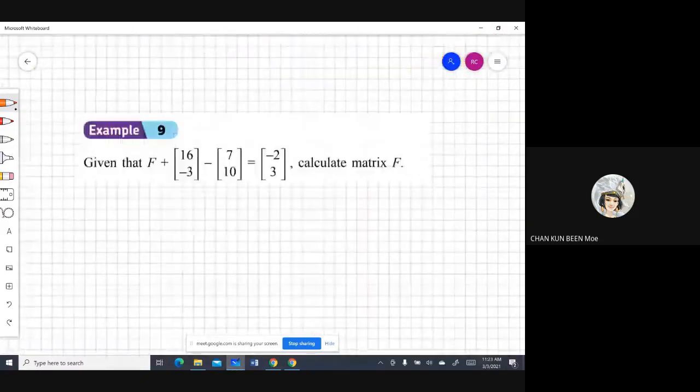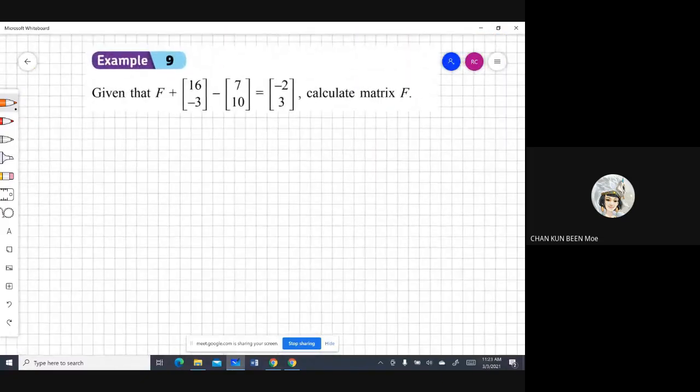Okay, next one is example 9 here. You're given F plus 16, negative 3, 7, minus 7, 10 equal to negative 2, 3. They ask you to calculate matrix F. So it is just like x plus 1 minus 2 equal to 5. If you want to calculate x, it is 5 minus 1 plus 2. Just move everything to the right. Okay, so we are going to try to calculate this using the matrices method.